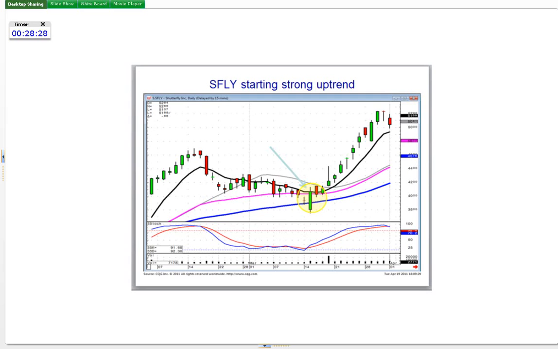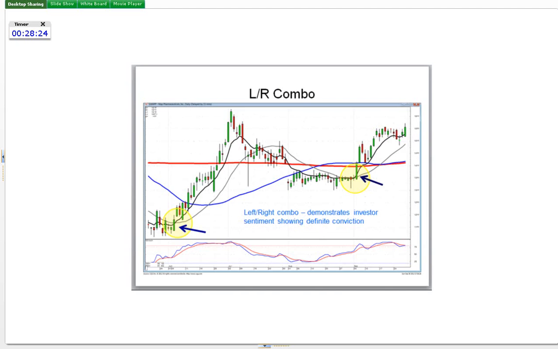If you see it occur where you can use other parameters like the moving averages as support levels. Here's a left-right combo right on the 50-day moving average. The next couple of days are above the T line, which makes for a very strong price move. Again, these are probability situations. Nothing's set in stone. All this is giving you a graphic depiction of where you can see that a change is occurring in investor sentiment.